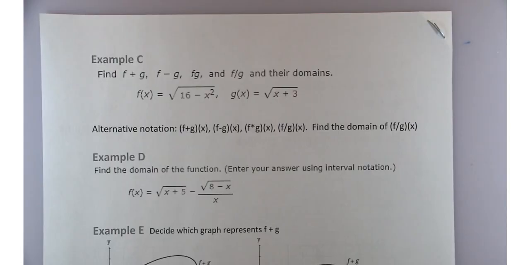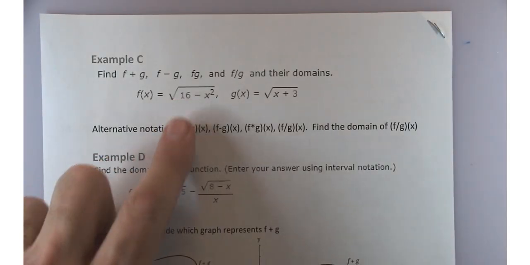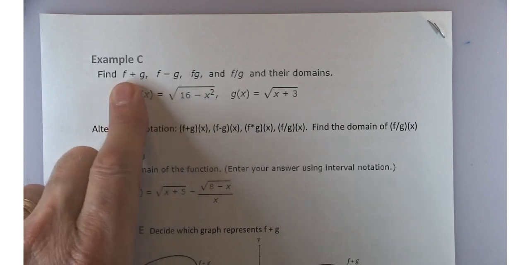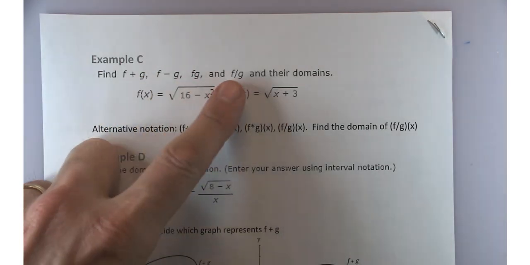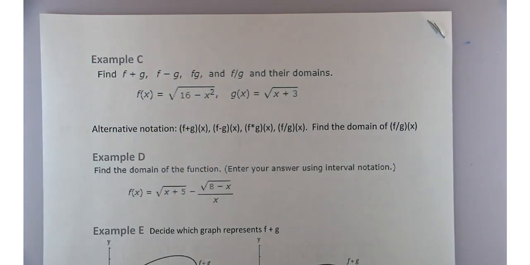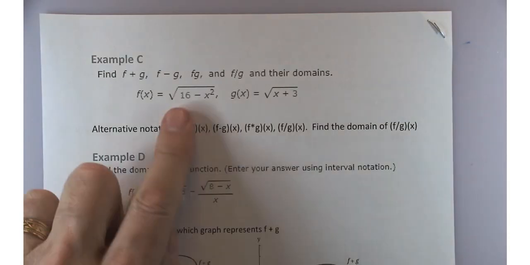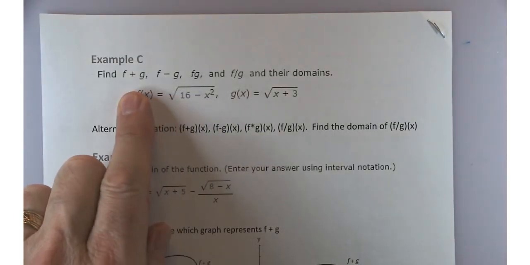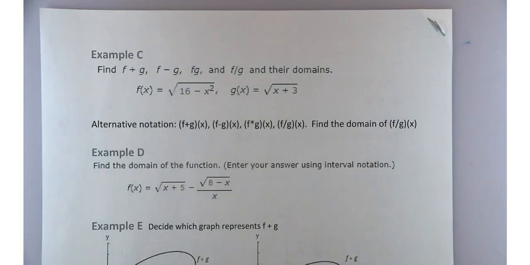So I've got these two functions. And I want to look at a couple different things here. I want to look at f plus g or f minus g, f times g, f divided by g. I'm actually only going to focus on one of these. Let's look at f plus g. I hope that you're comfortable enough with the notation that you can find those for yourself as needed.